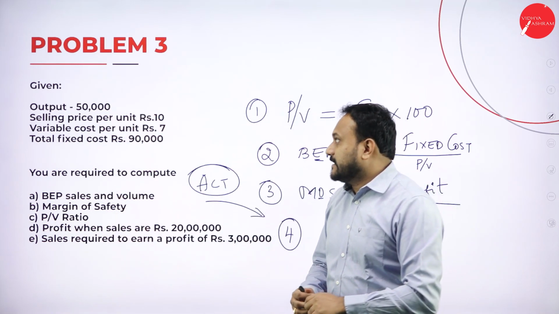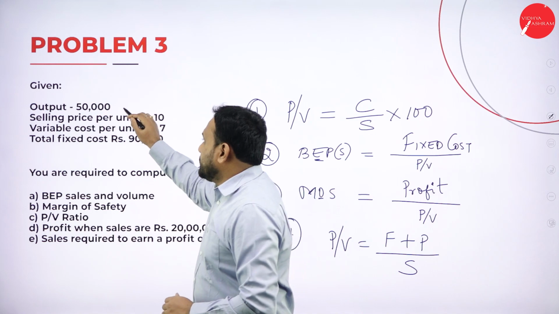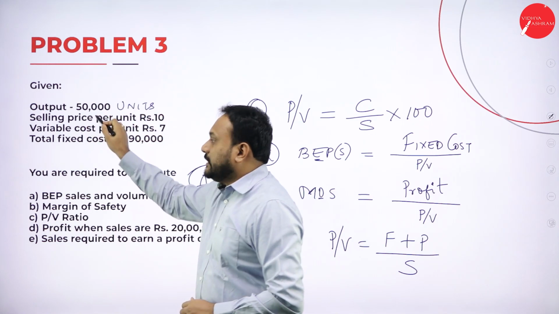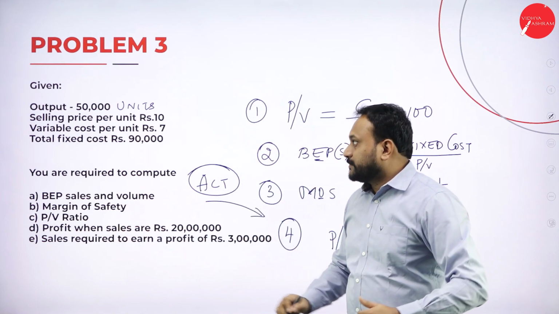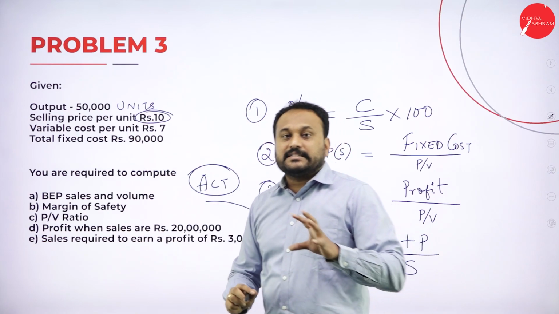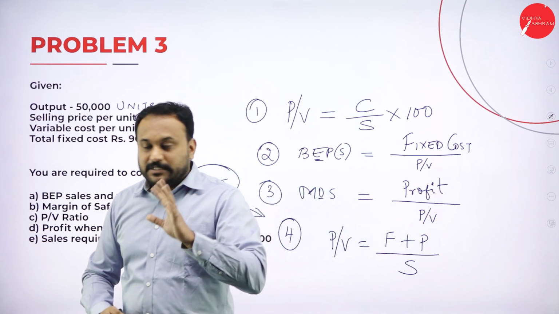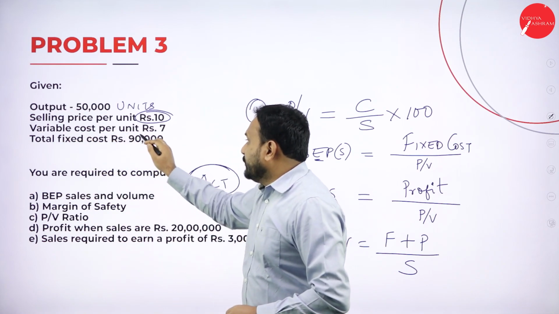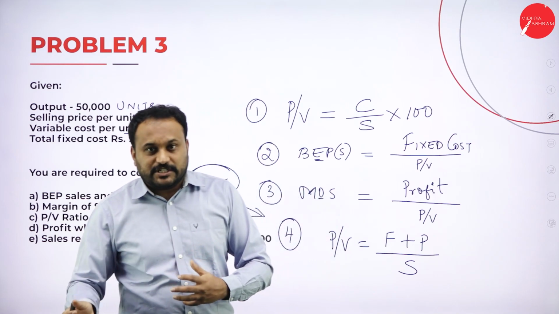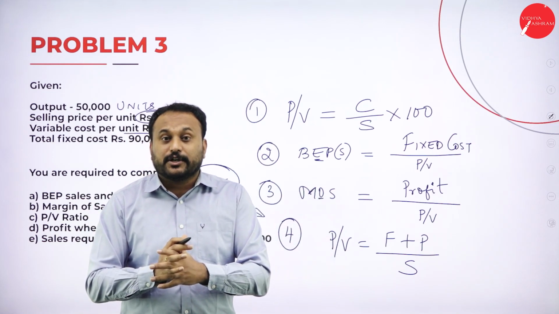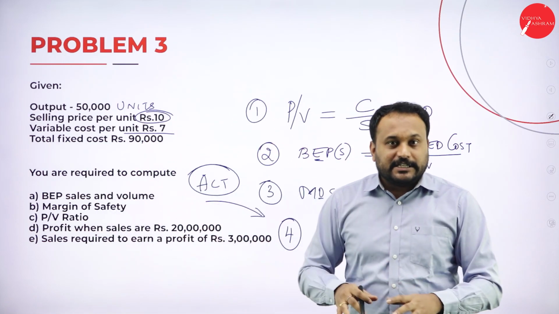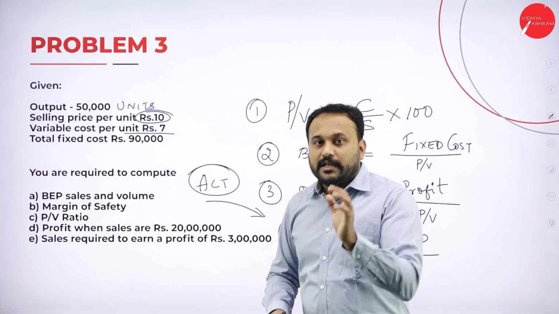I'll teach you how exactly it is. See, given output is 50,000 units. Whenever they say 50,000, that is the units. Selling price per unit is 10 rupees. That means we are selling a product for 10 rupees. The variable cost per unit is 7 rupees. That means the cost will never change. Variable cost per unit will never change. Please understand here: total variable cost will definitely change, but variable cost per unit will never change.